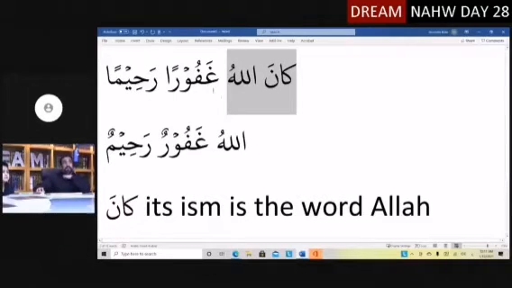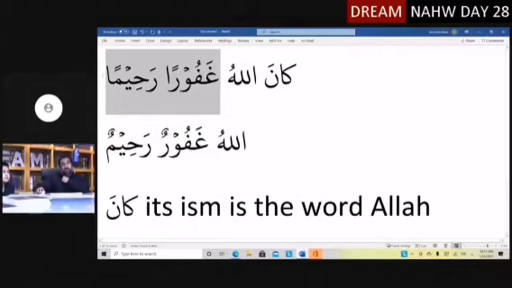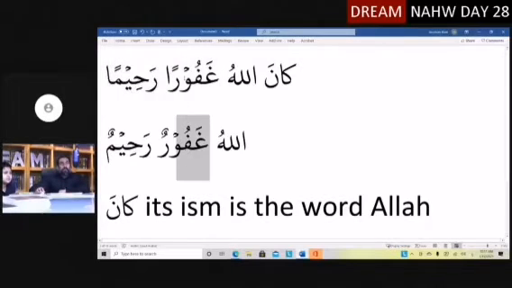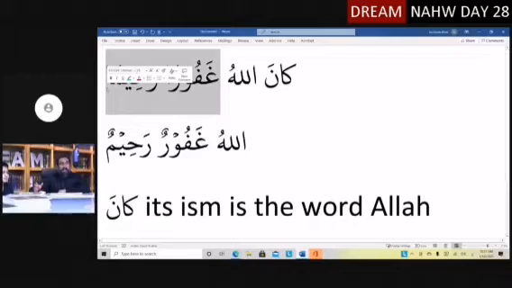And ghafuran rahiman, is there a difference in status? Ghafurun here, ghafuran here, rahimun here. One is nasab and one is rafa. Whenever you put kana on the mubtada, the khabar has to become nasab. It's kind of like the detail, but we don't call it a detail. Why not? Because this is jumla ismiya, you can't call it a maf'ul. They still call it the khabar of kana.